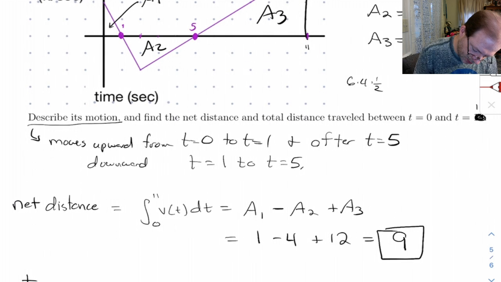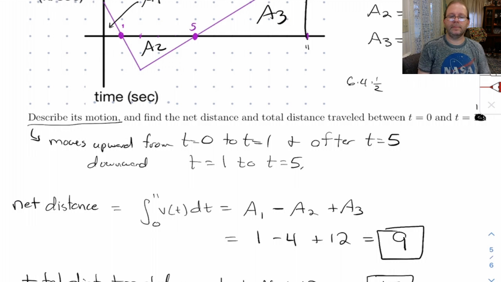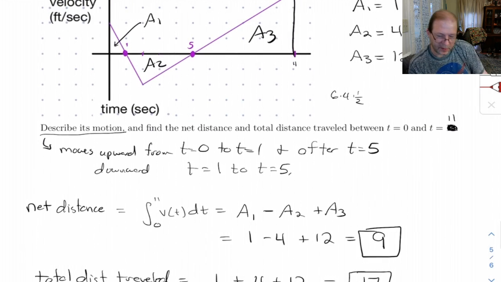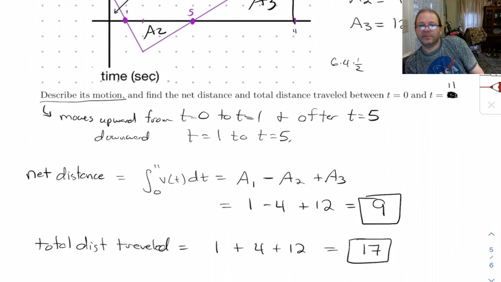But the total distance traveled is going to be 1 plus 4 plus 12. So that's 17. Like that. Sorry, I just realized that's off the screen. All right, and that's it for this example.